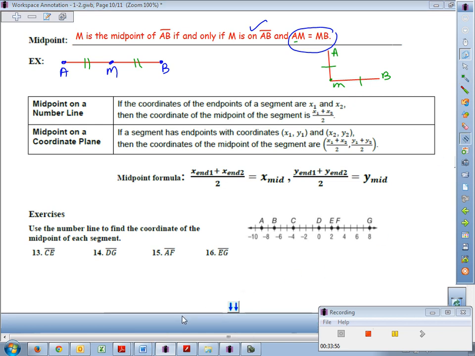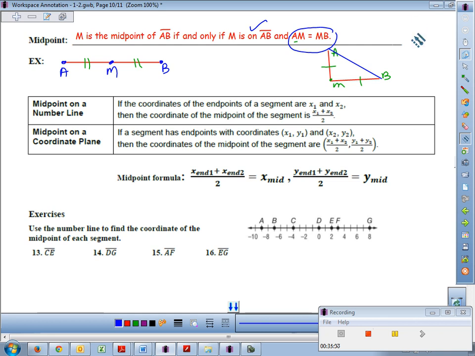Not at all. Why isn't it? Here's segment AB right there. That blue thing is segment AB. Is M on it? No, right? It's got to be on there, and then the distance from A to M has to be equal.